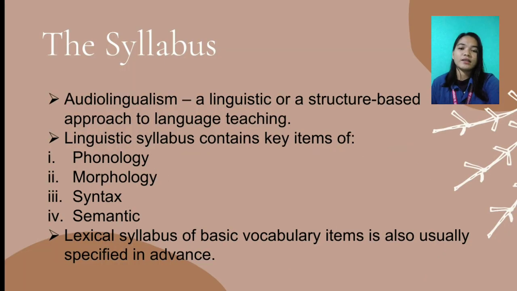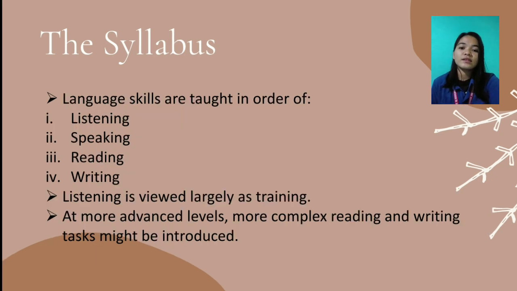So next one is the syllabus. The audiolingual method stands on a pure linguistic syllabus. It contains basic elements of linguistics like phonology, morphology, syntax, and semantics. For advanced level students, a lexical syllabus is also included that contains the necessary vocabulary stock. All the language skills, listening, speaking, reading, and writing, are covered in the syllabus.